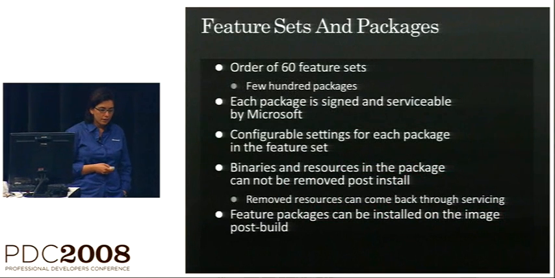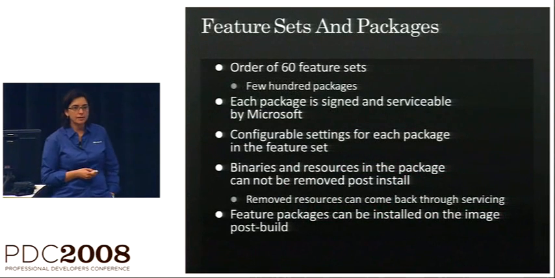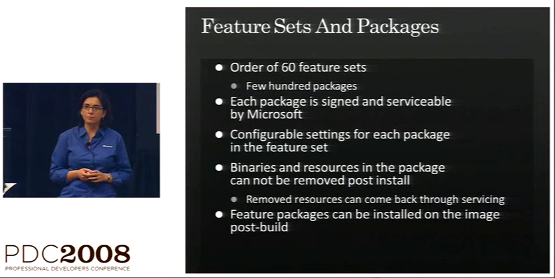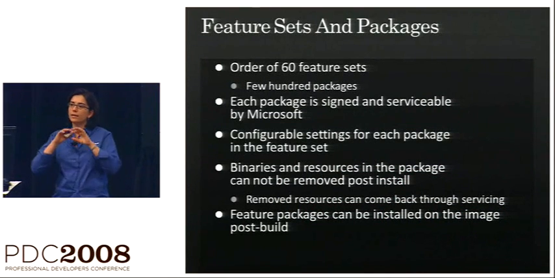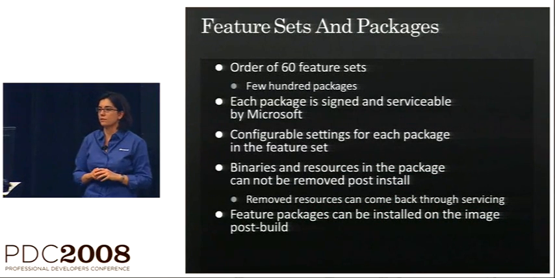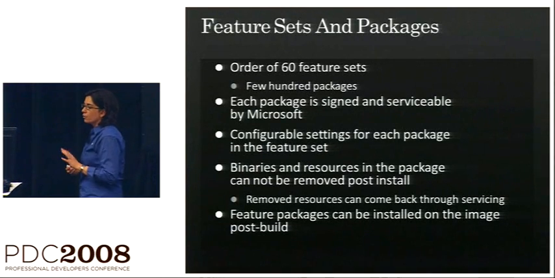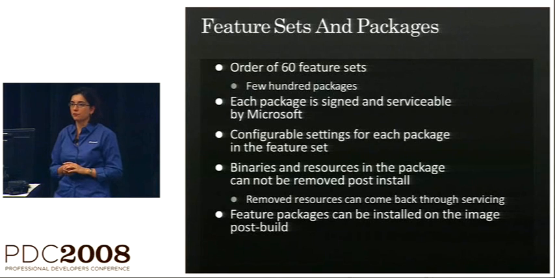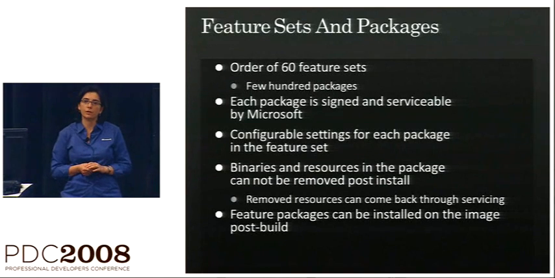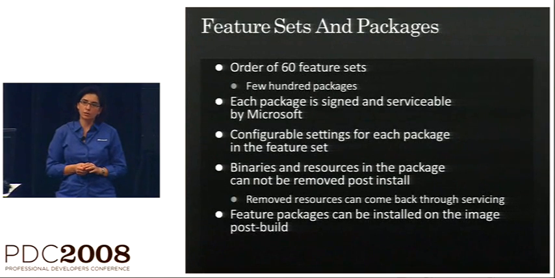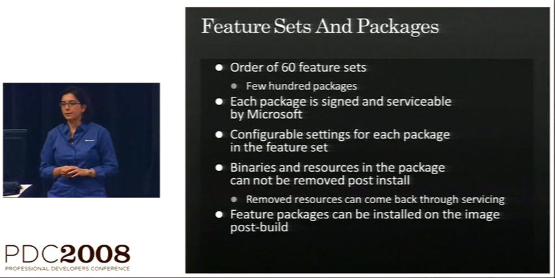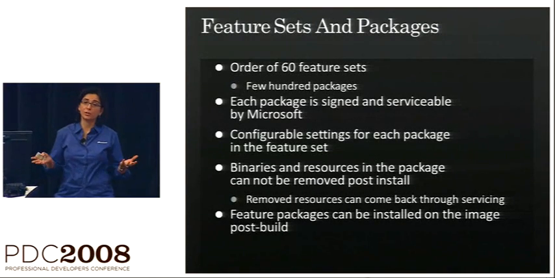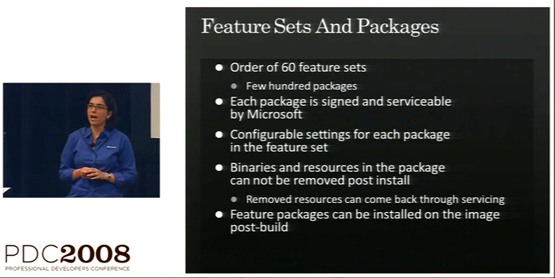Now, in Quebec, we are basically taking Windows 7 and breaking it into eCore and the rest of it into these feature sets that I talked about. We're looking at having an order of about 60 feature sets. Of course, we're not done yet. We're still in development, and our work is going to continue for a while, which would translate to a few hundred packages. And to be honest, I don't really know how many hundreds of packages we'll have.